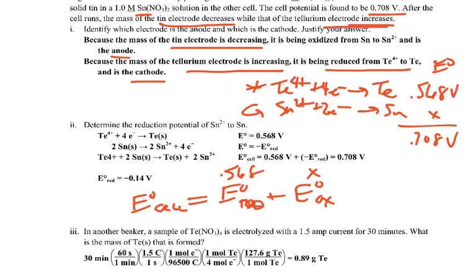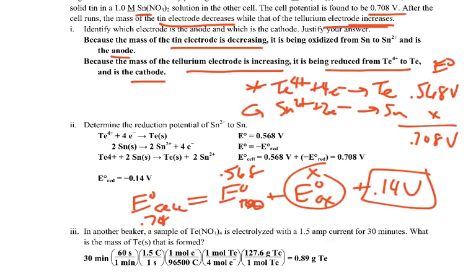And we know that this guy is 0.708. So when we do this, we can find out that the X is going to be positive 0.14 volts. But that's not our answer, because that's the oxidation potential. That's this guy reversed. And so the actual number there is negative 0.14 volts. So a little back and forth we have to be careful with. Okay, but that's how we do that answer.